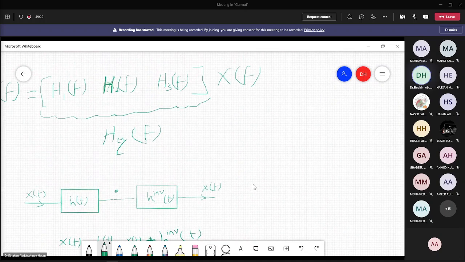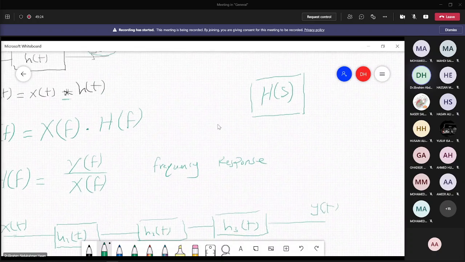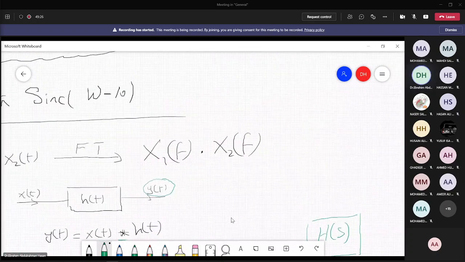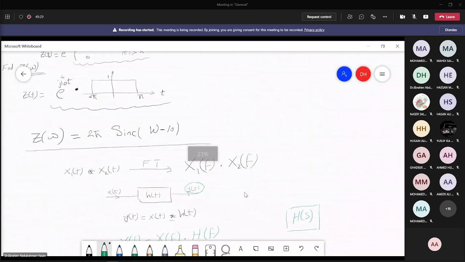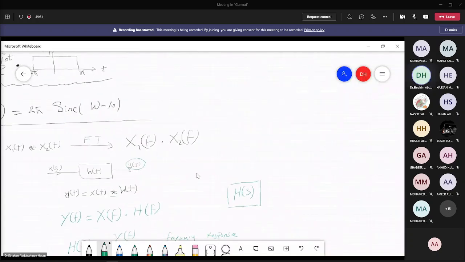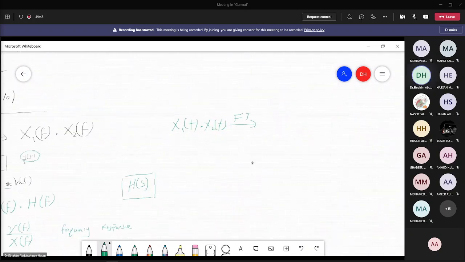Okay, the opposite, as we said, is also true here. So if we have a multiplication, x1(t) multiplied by x2(t), then the Fourier transform is equal to X1(f). We change multiplication to convolution, convolved with X2(f).